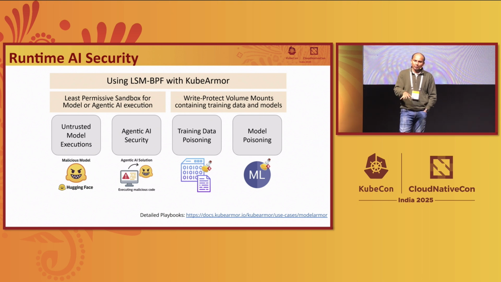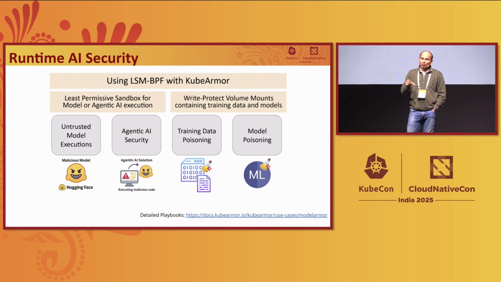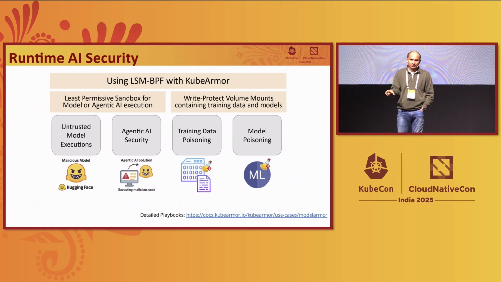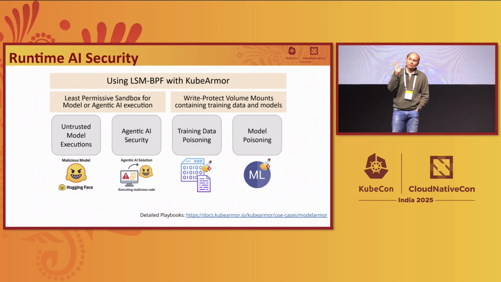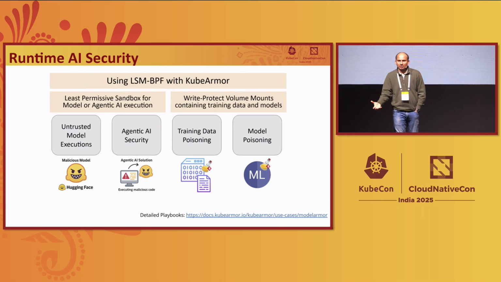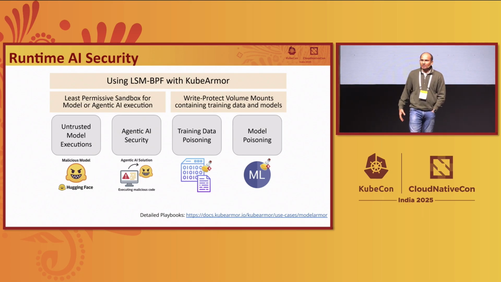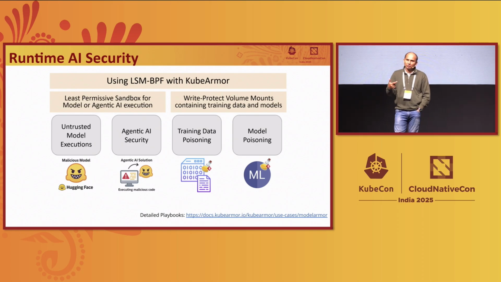We have training data poisoning, where the LSM-BPF could be made use of to guarantee that the volume mount points into the containers cannot be written into, except for certain whitelisted processes. Those kinds of requirements you can push in as part of the policy's decision, and all of this is through Kubernetes CRDs. And then model poisoning, like your weights and biases. Some of the applications genuinely need write access to these folder paths.